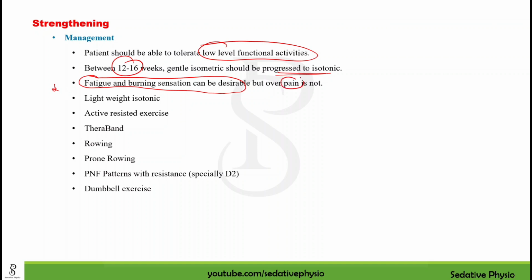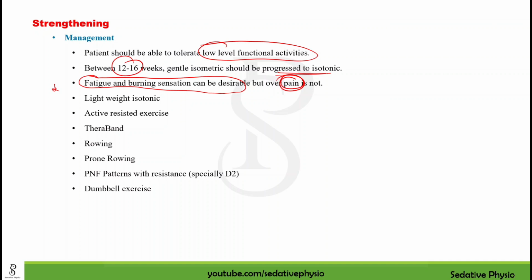But pain is not. If there is pain, if there is over pain, we will stop the rehabilitation at that point. We will reassess the patient, what is the reason behind the pain, and we will work on the pain. Pain is the major barrier. I already told you that to decrease the pain is one of the major goals and aims in this condition. So if there is pain, we will stop the rehab and reassess the patient for the cause, the reason behind the pain, and we will have to work on the pain.